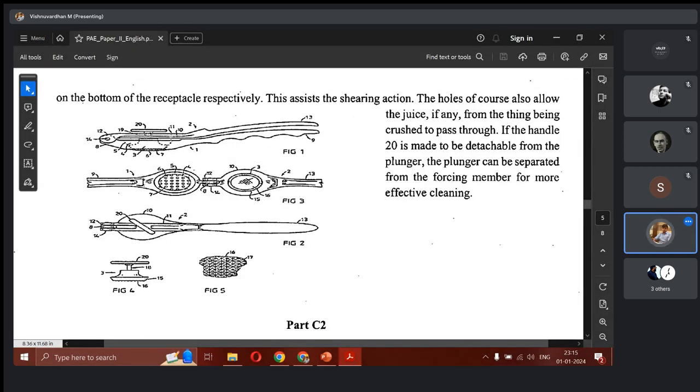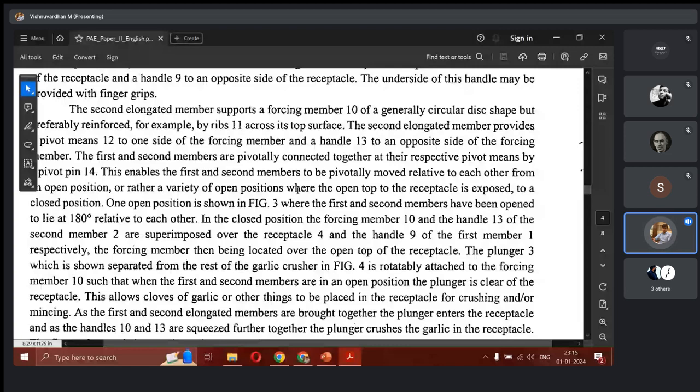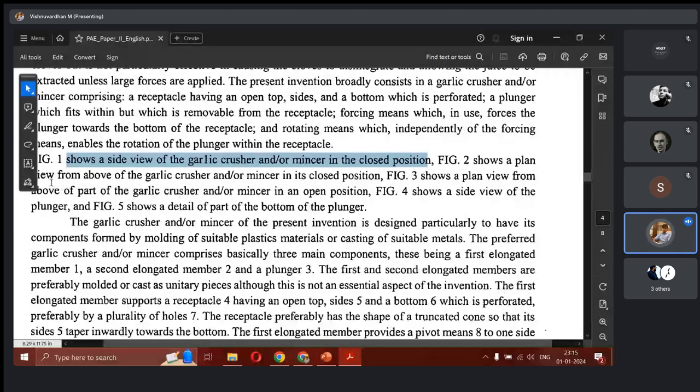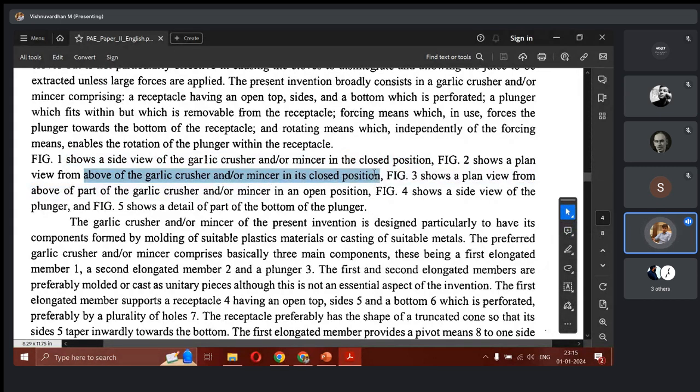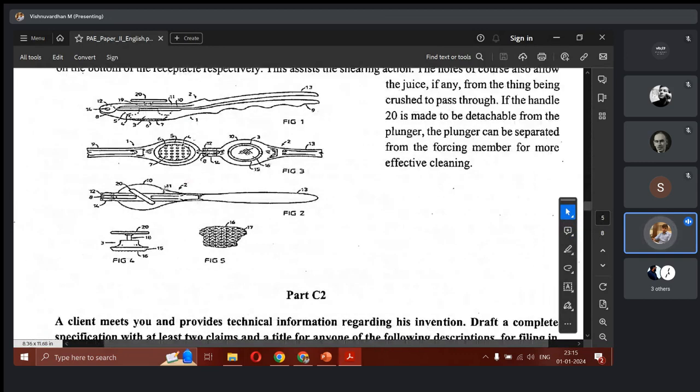Cool, I understood that. So there's a hinge here. You put the garlic and you crush it from the top. Cool. And then what is figure 2 now? So here they're saying figure number 2 shows a plan view. Figure 2 shows a plan view from above the garlic crusher and a mincer in the closed position. So figure 2 is a top view. Okay, so figure 2 is from the upper side.